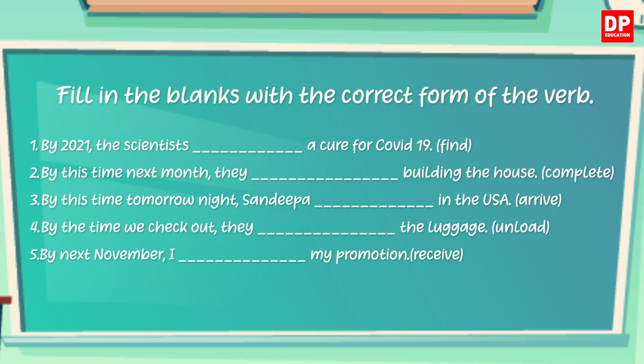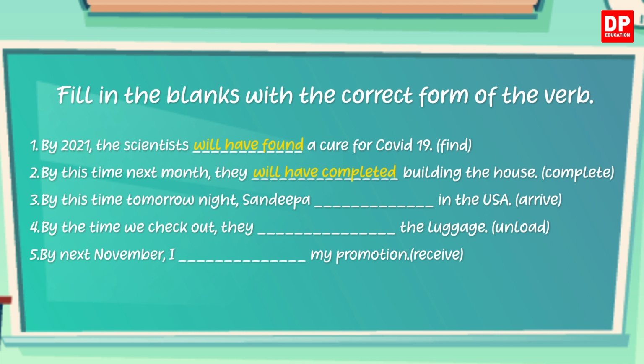Let's check your answers now. What about the first one? How did you fill the blank? It should be by 2021, the scientists will have found a cure for COVID-19. Now the second one. What is the correct form of the verb? It should be will have completed. By this time next month, they will have completed building the house.